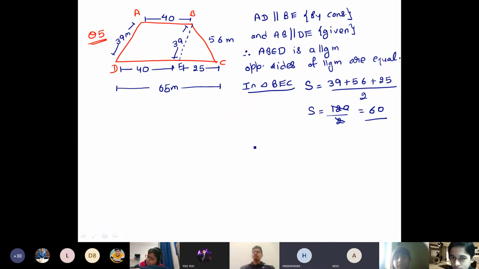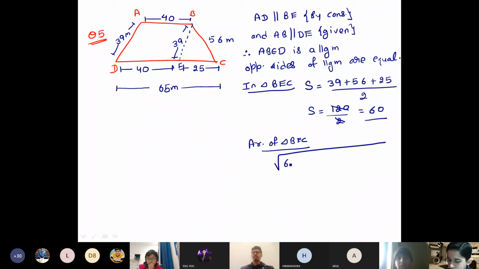Now, can I find out the area? Area of triangle BEC, I can find out by Heron's formula. So root S is 60, 60 minus first side. First side is 39. Second side 60 minus 56 and 60 minus 25.